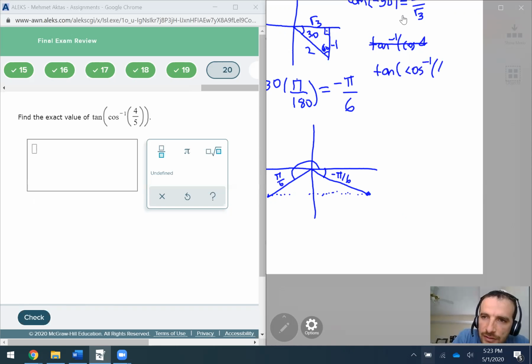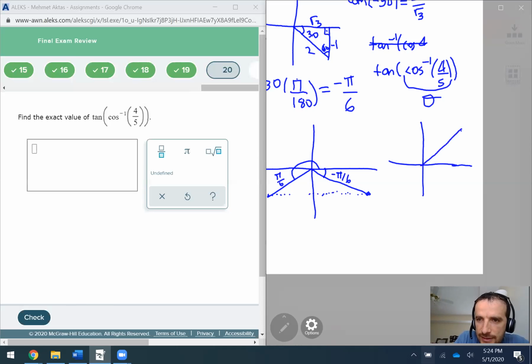Remember from our previous lectures, cosine inverse is giving an angle, right? And we need to find tangent of that angle. And what do we know about that angle theta? Cosine is 4 over 5. And as I said, it is in the first quadrant because it's positive. This is theta. Cosine is adjacent over hypotenuse, so it is 4 and 5. And from the Pythagorean theorem, we will get 3 over here.